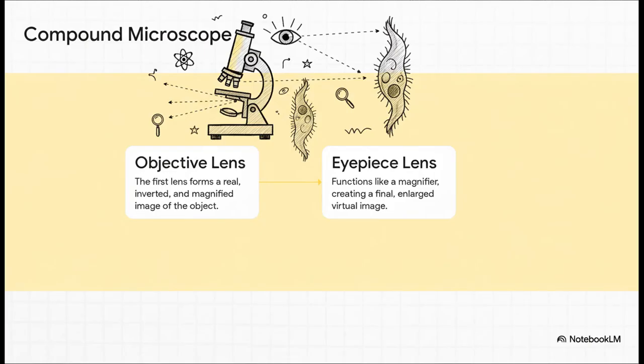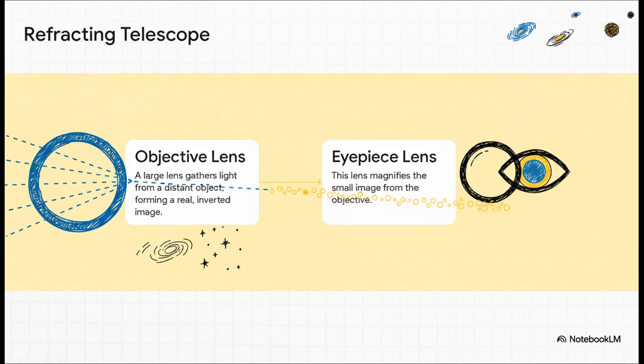Okay, so to see something super small, we use a compound microscope. It's a clever two-step process. The first lens, the objective, it creates a magnified, real image of a tiny object. Then, the second lens, the eyepiece, takes that first image and acts like a powerful magnifying glass to blow it up even more. Now, to see things that are really far away, we use a telescope.